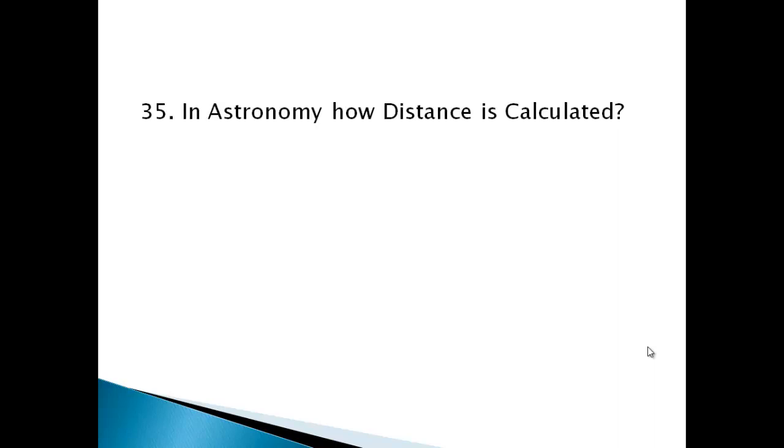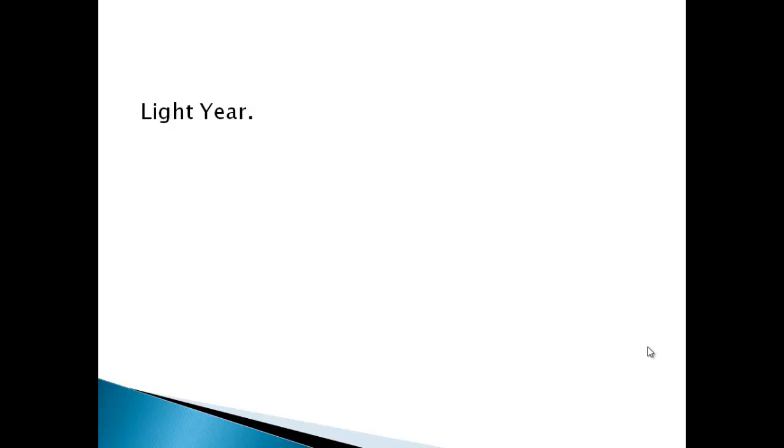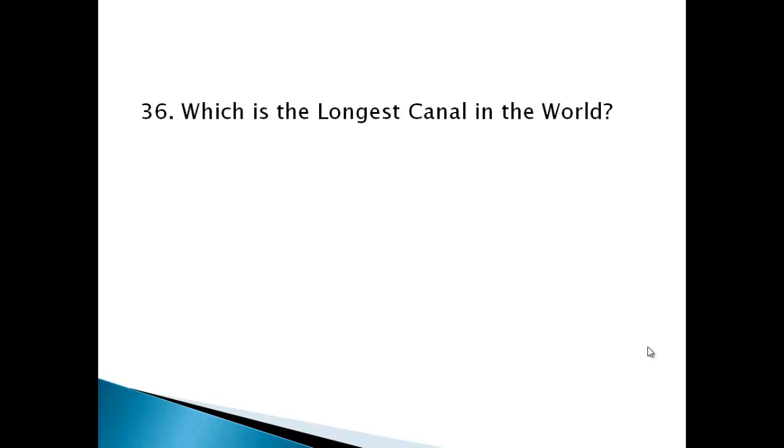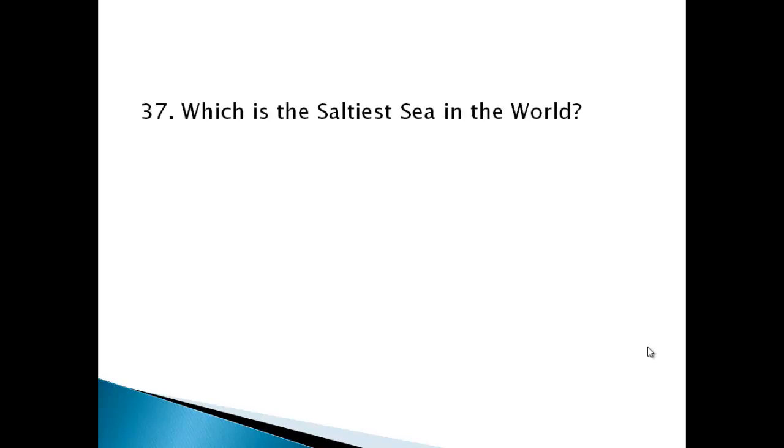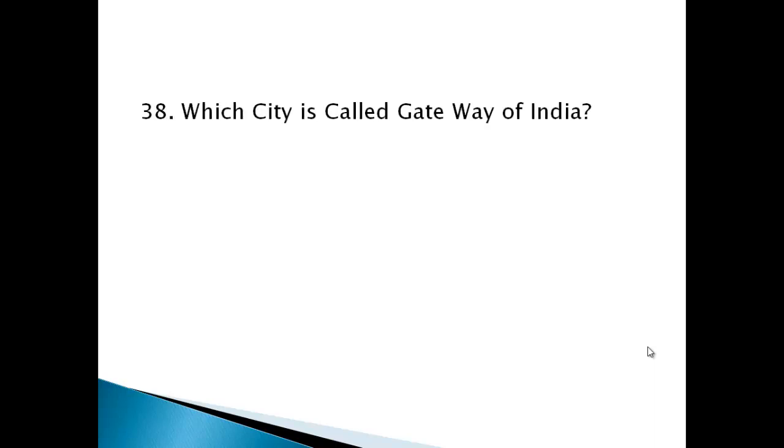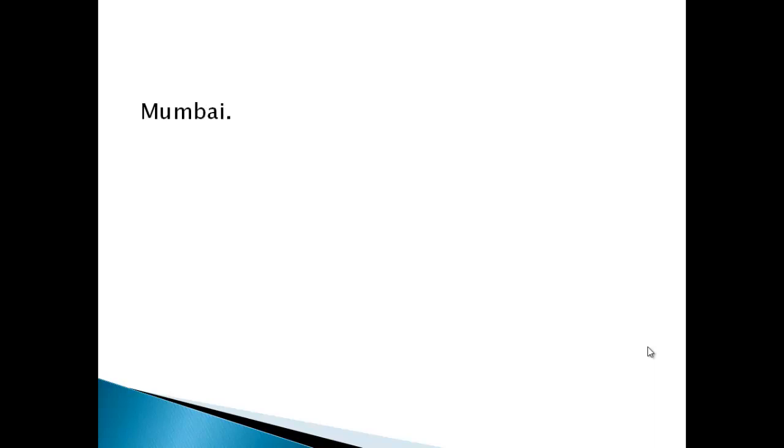In astronomy, how distance is calculated? Light year. Which is the longest canal in the world? Grand Canal. Which is the saltiest sea in the world? Dead Sea. Which city is called Gateway of India? Mumbai.